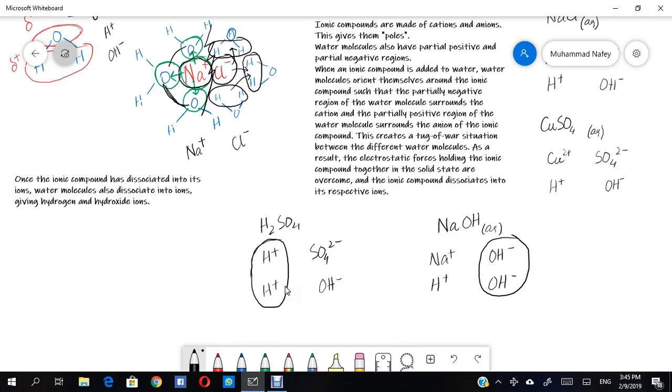Having said that, let's now move forward. Now, if we talk about aqueous solutions, aqueous solutions can be dilute or they can be concentrated.